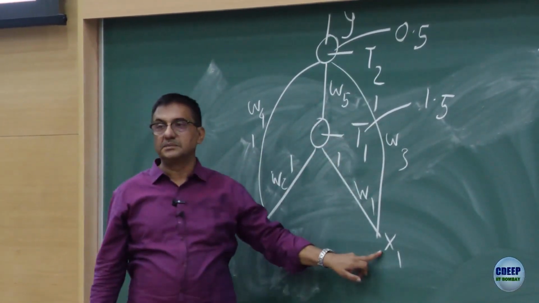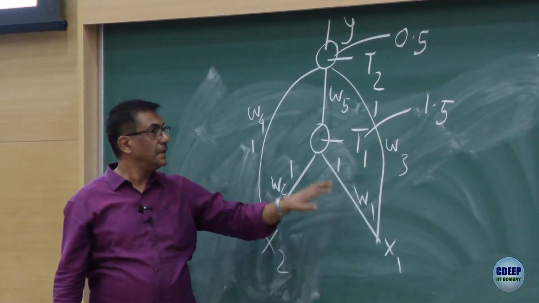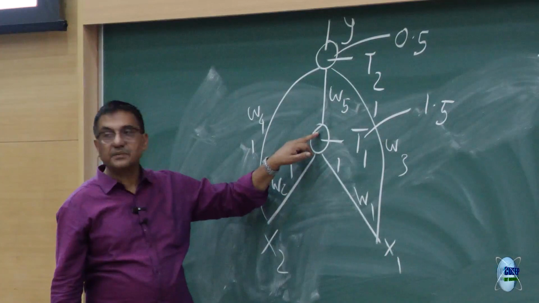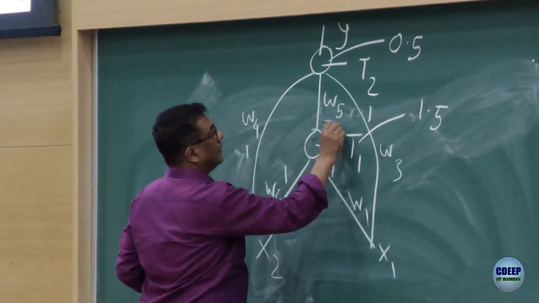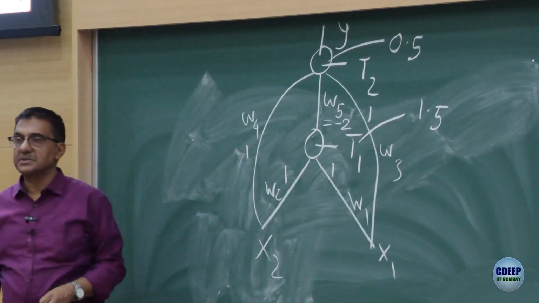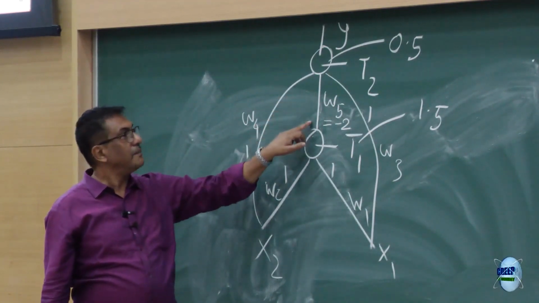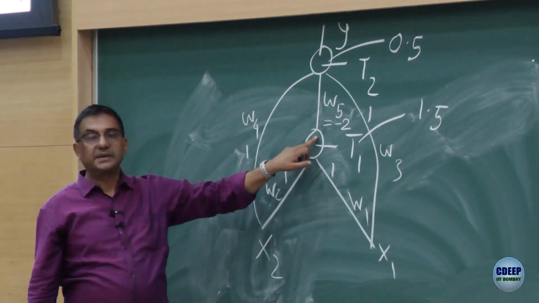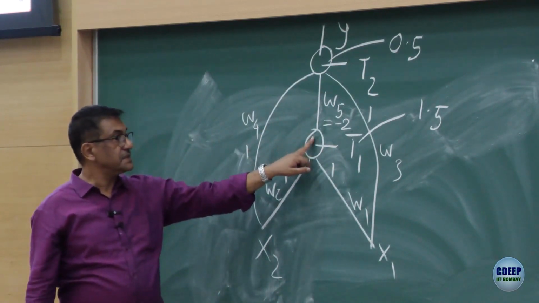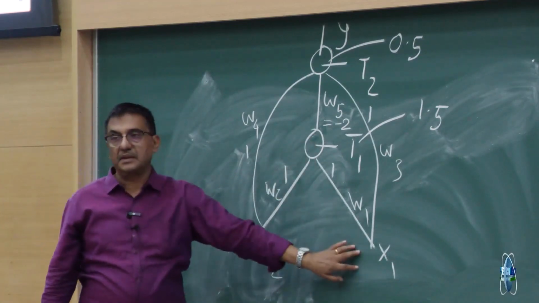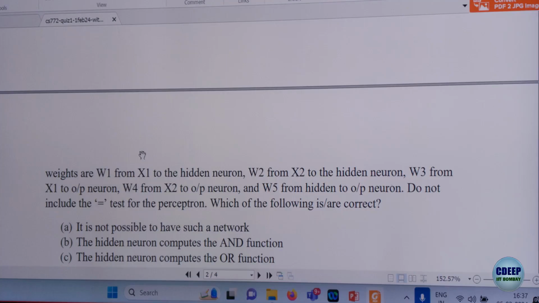Similarly for 1, 0. The tricky part is the 1 and 1. So when 1 and 1 are impressed here, then a 1 comes out from here, and this is minus 2. So when both are 1, plus 2 comes through these jumping weights, and minus 2 comes from this neuron. So that compensates for the whole sum and it becomes 0, output is again 0. So if this is outputting 1 only for 1 and 1, then this is computing AND. So such a network is possible. First option is not correct.